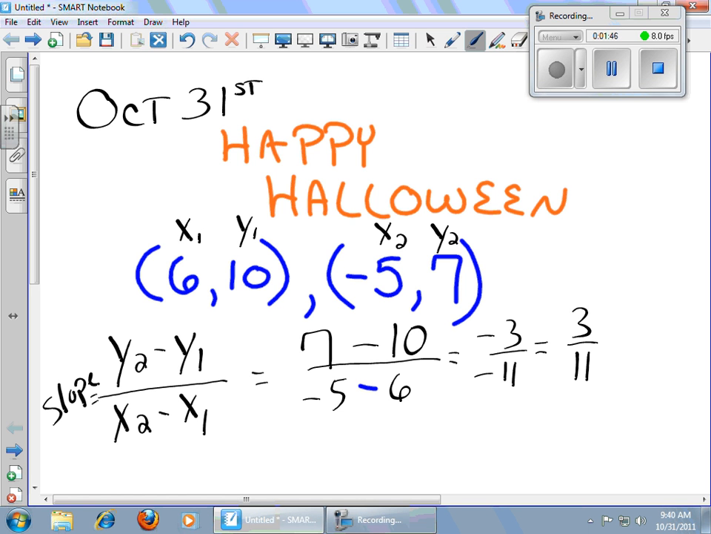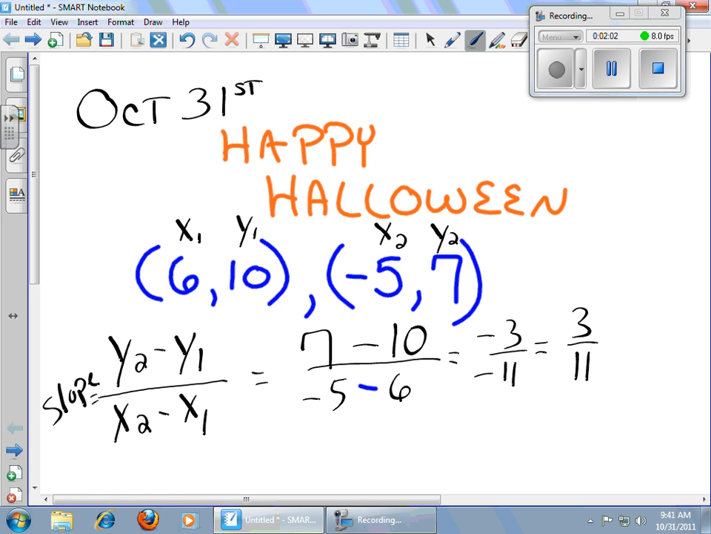Remember that the y's rise to the top. You subtract the y's, and they are your numerator. The y's rise to the top. Did I tell you that the y's rise to the top? Always, for slope.